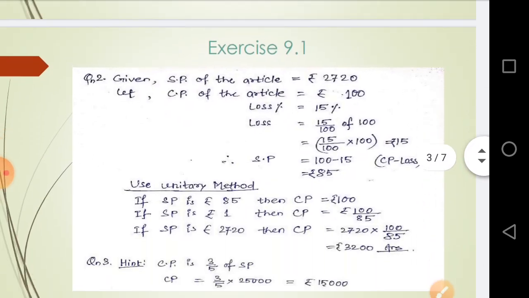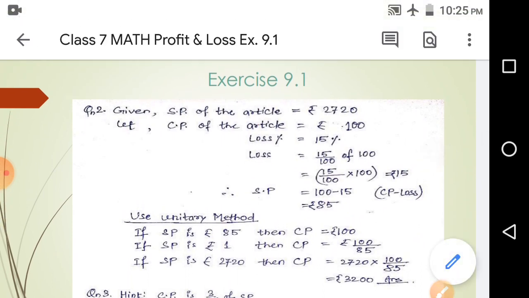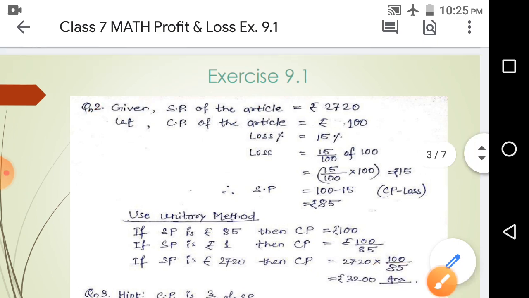Here we have exercise 9.1. Question number 1, all the maths you can solve by using the formulas. Now we will start with question number 2. In question number 2, it is given that, let me zoom it.